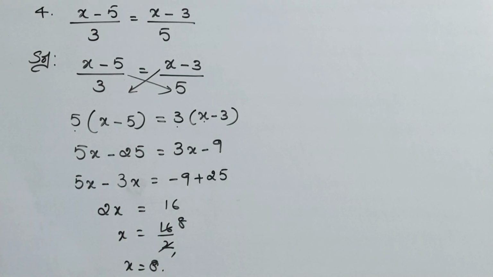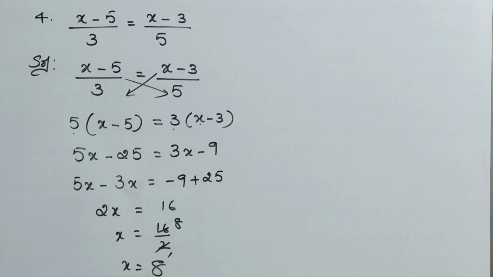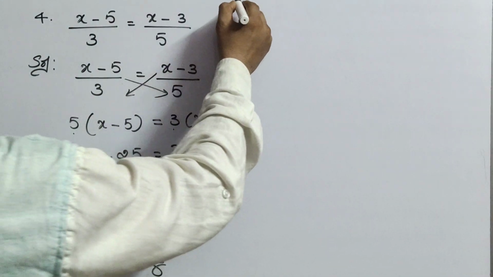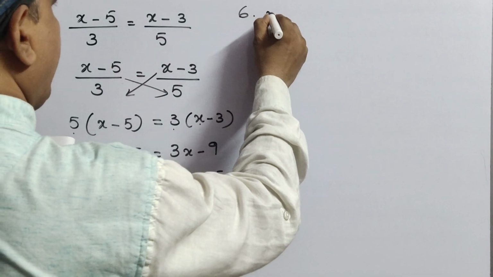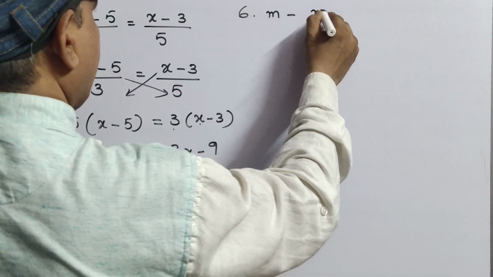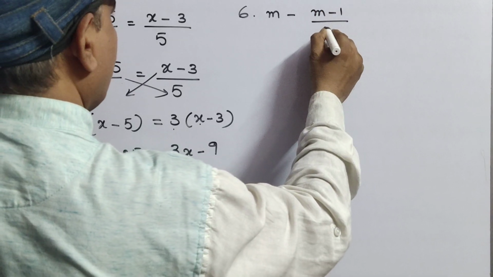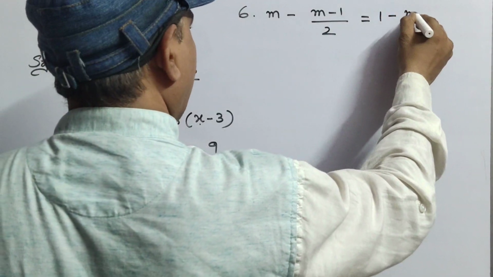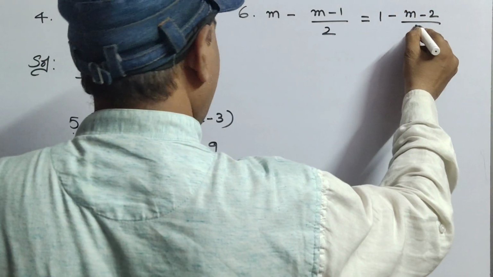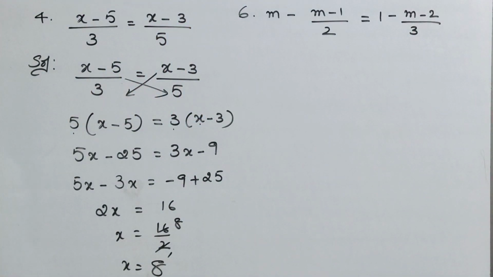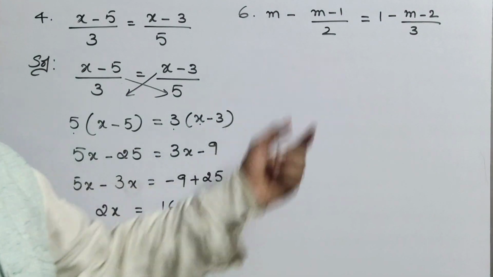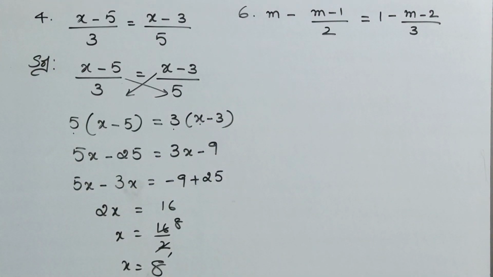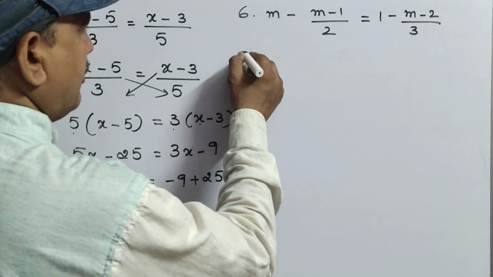Okay children, is it clear? So x equals 8. Next, see the sixth sum here. (m minus 1) whole by 2 equals 1 minus (m minus 2) whole by 3. Listen very carefully children. While writing the question, you should be very perfect, okay? Because if you do one number wrong, the full sum is going to get wrong.